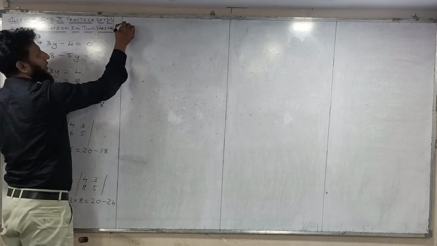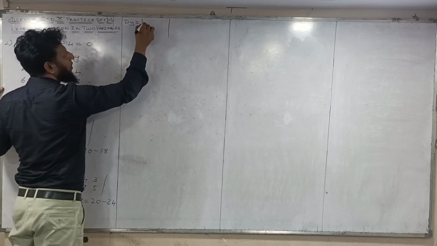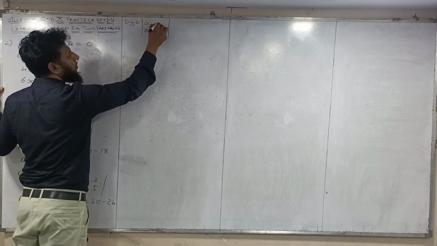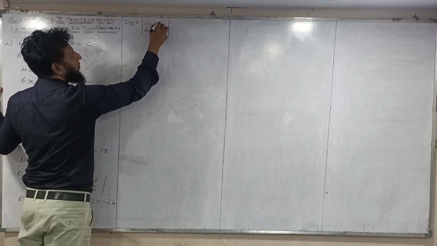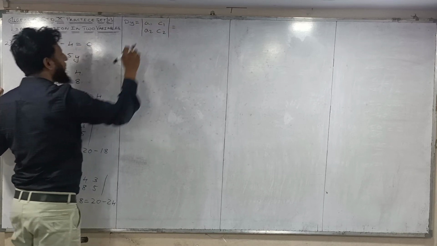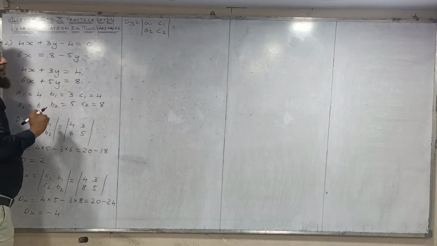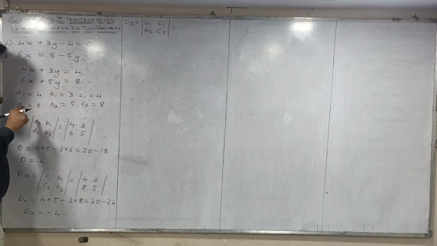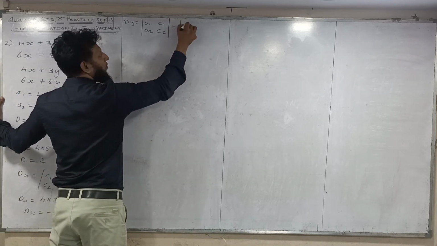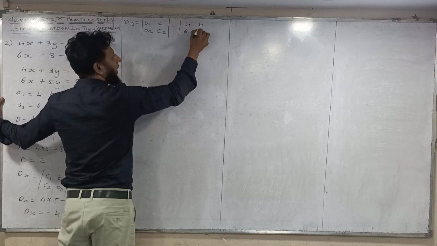Now find out the value of dy. Formula first, write the formula. Formula is a1 a2 and c1 c2. When we take the value of y, take the value of x and c value. Okay, a1 a2 and c1 c2. Now a1 a2 is 4 6, c1 c2 is 4 8.